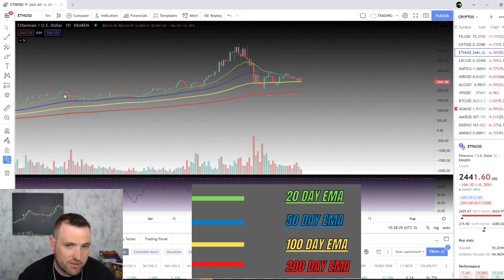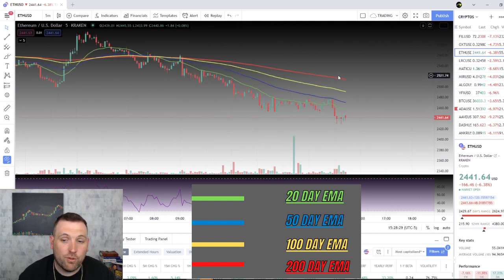Now we go into the smaller time frame. You can see currently we're way below all these EMAs and they're spread out to the downside. So it is possible this is oversold now and it could rubber band back. But until this 20 starts to cross over the 50, this will just continue to sell off.